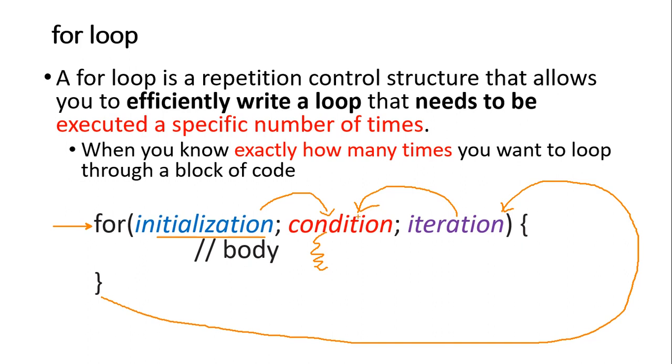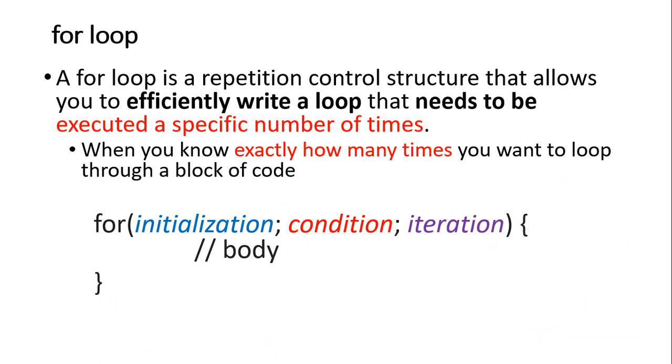After that, it will again test for the condition. If the condition happens to be true, the body of the loop will be executed one more time, and once the loop body has completed, it will again come back to the iteration, perform whatever is written in the iteration statement, and again test the condition. If the condition is true, the same thing is repeated. However, when the condition is false, the loop is exited. So this is how the for loop will work.